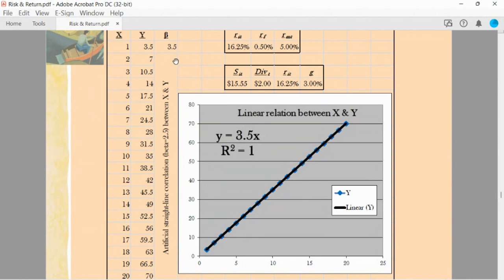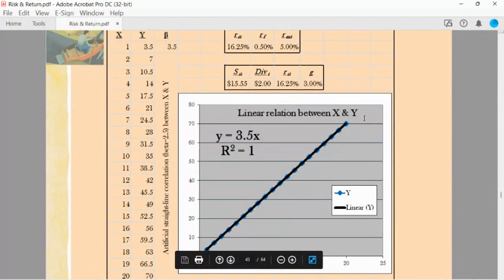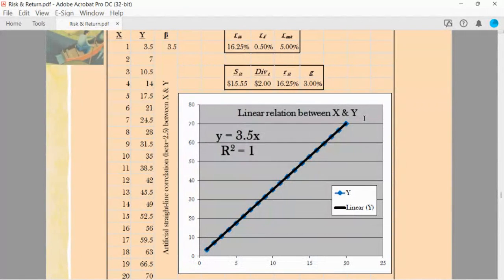They may have given you beta already, 3.5, which is the slope of this line. They gave you x values and beta, 3.5. Then y is automatically generated: 1 times 3.5 is 3.5, 2 times 3.5 is 7. So the result will be the plot of coordinates between x and y, neatly on a straight line, because this is an artificial result.